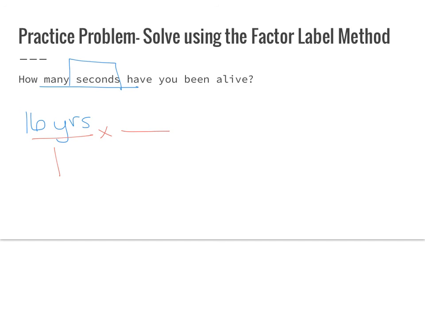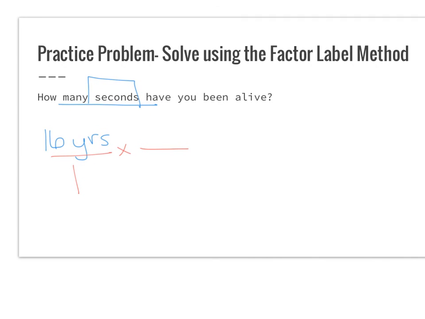Okay, our steps will be as follows. You're going to start with years, and from years, you're going to want to convert to figure out how many days you've been alive. From days, you can figure out how many hours you've been alive, and then from hours, you can convert to seconds. So you should end up with 3 different conversion factors till you get to your final answer of seconds.